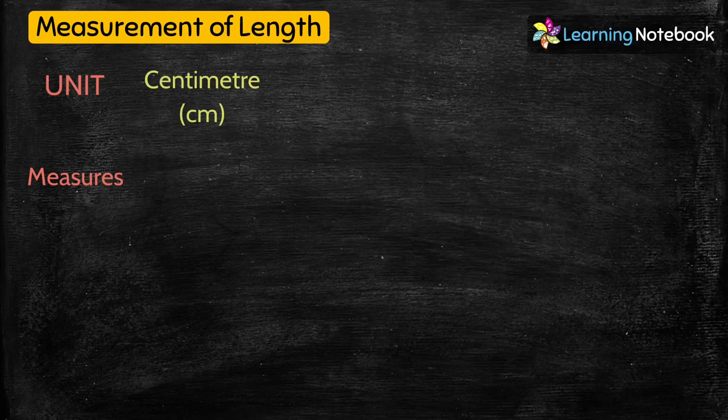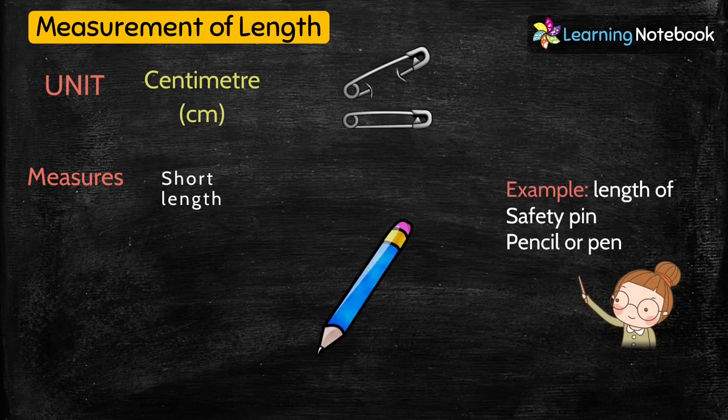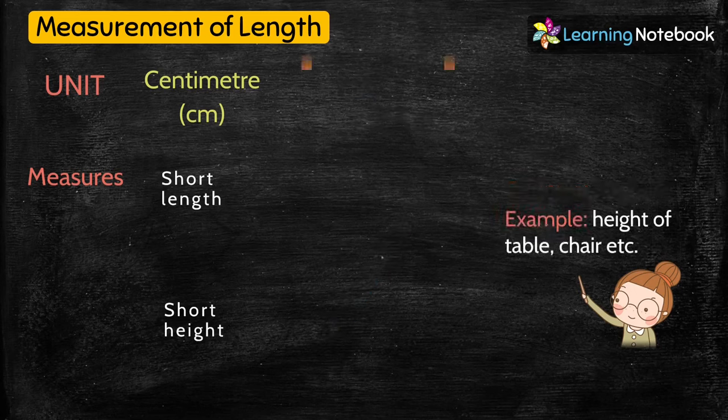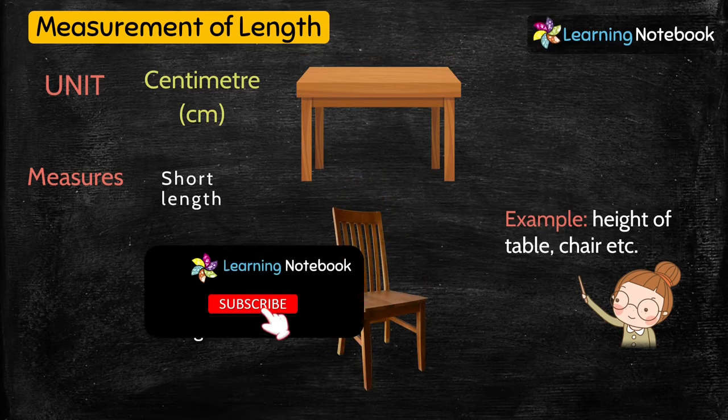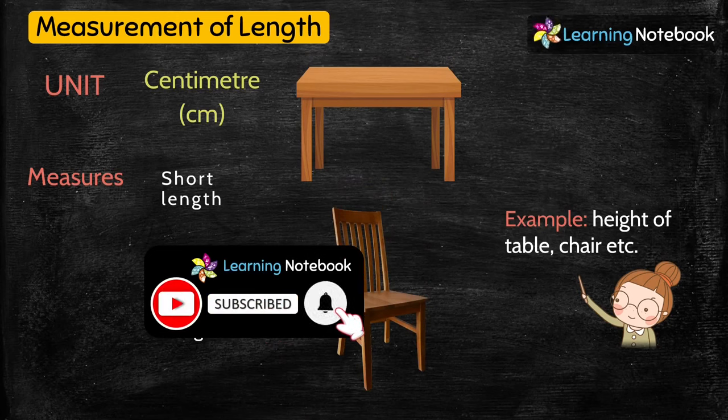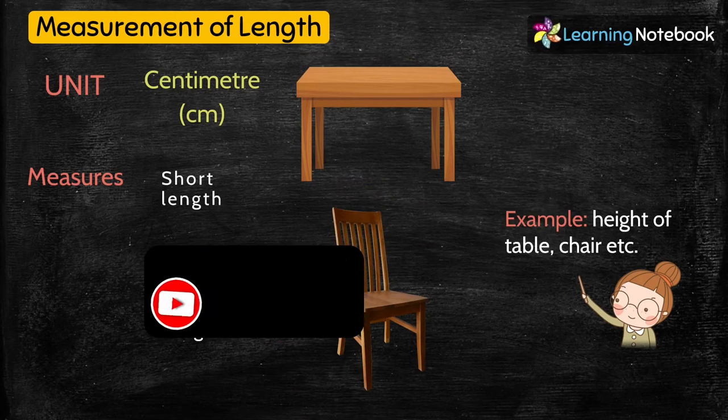First unit to measure length is centimeter. It is denoted by cm. Centimeter is used to measure short length, like to measure length of safety pin, to measure length of pencil, or to measure length of pen. In the same way, centimeter is also used to measure short height, like to measure height of table or height of chair.